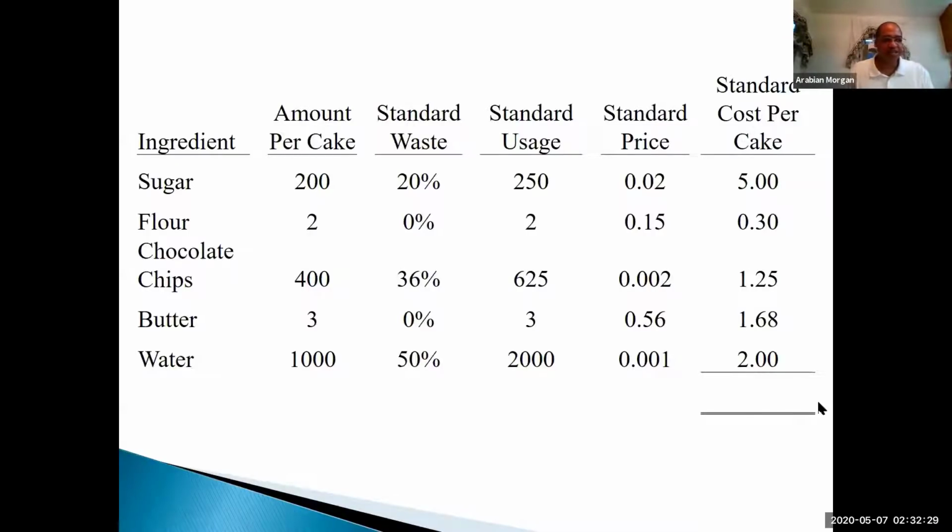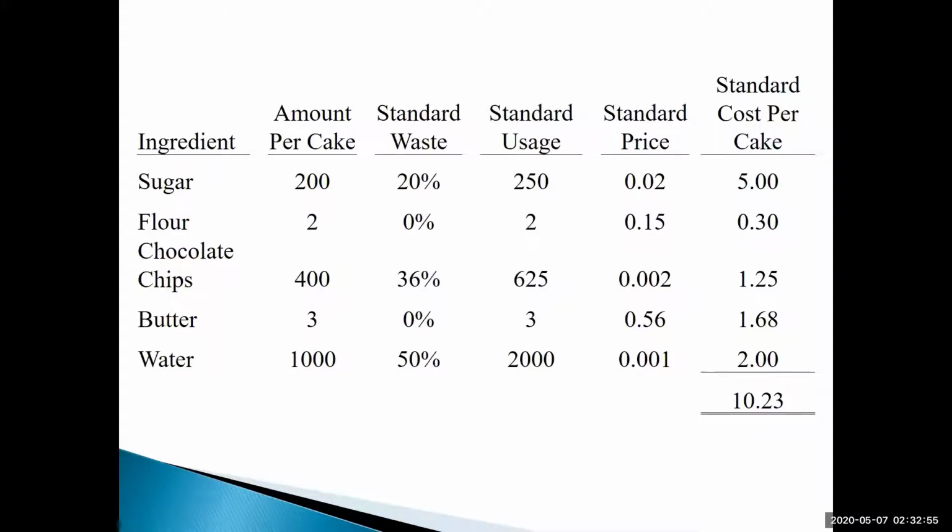To finish this particular problem, we're just going to add up the standard cost per cake column in total, and we get $10.23. So to make 1 cake, it's going to cost Andy $10.23, which means he's got to go to the store and buy all of this stuff. That's before you even fired up the oven.